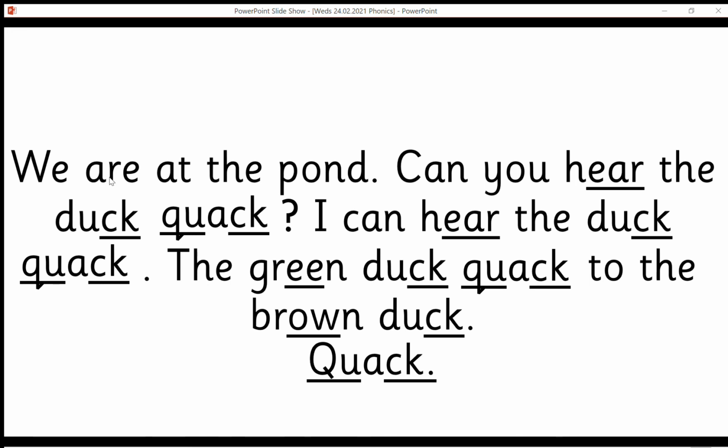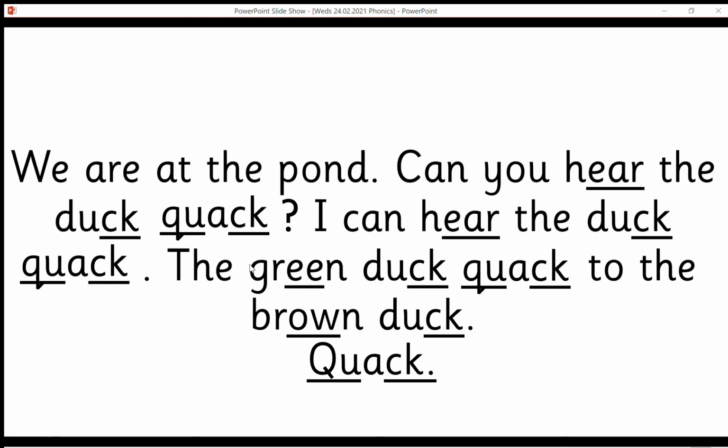We are at the pond. Can you hear the duck quack, quack? Can you hear the duck quack? I can hear the duck quack.